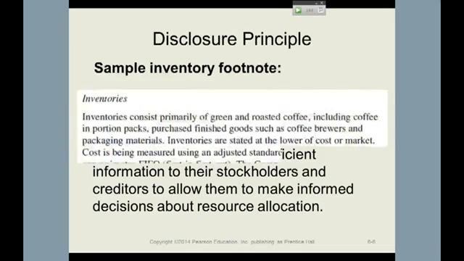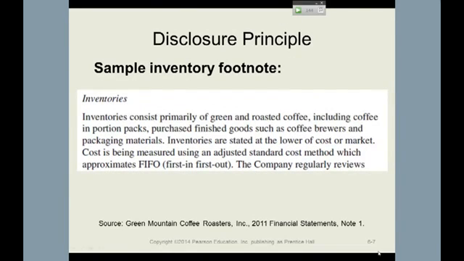Now, an example of a disclosure, and this came from the author, I don't know why they cut off the last sentence there, but here's an example. In this chapter, we're going to talk about inventory valuation methods. First in, first out is one of the methods that we can use to value inventory. They describe the inventory. This is not, by the way, a change in method. This is just a straight disclosure. If inventories are disclosed, you'd see something like this. Inventories consist of green and roasted coffee, including coffee in portion packets, purchased finished goods such as coffee brewers and packaging materials.